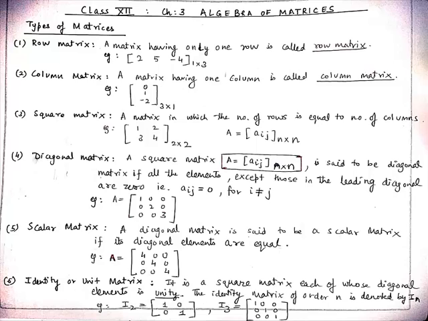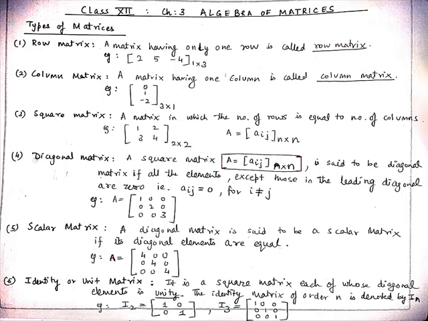In the last video, we learned about the basic introduction and representation of matrices. Now in this video, we will be doing types of matrices. So our first type is row matrix. A matrix having only one row is called row matrix. For example, 2, 5, minus 4. Here the order of the matrix is 1 cross 3.